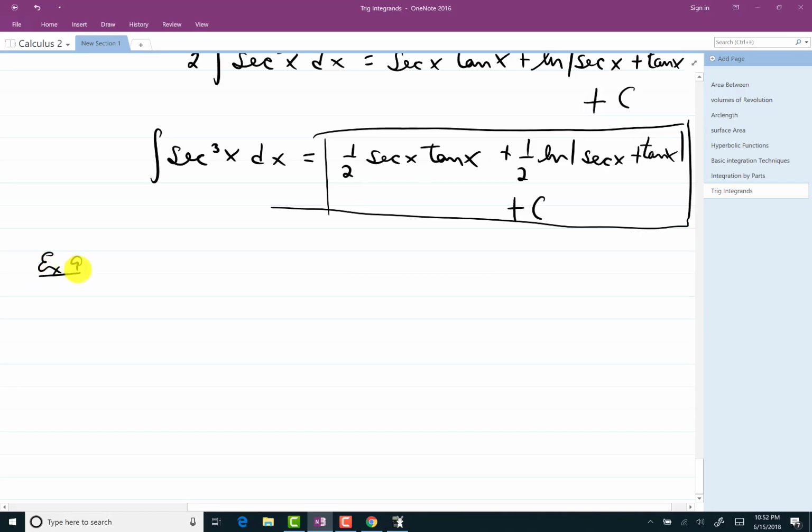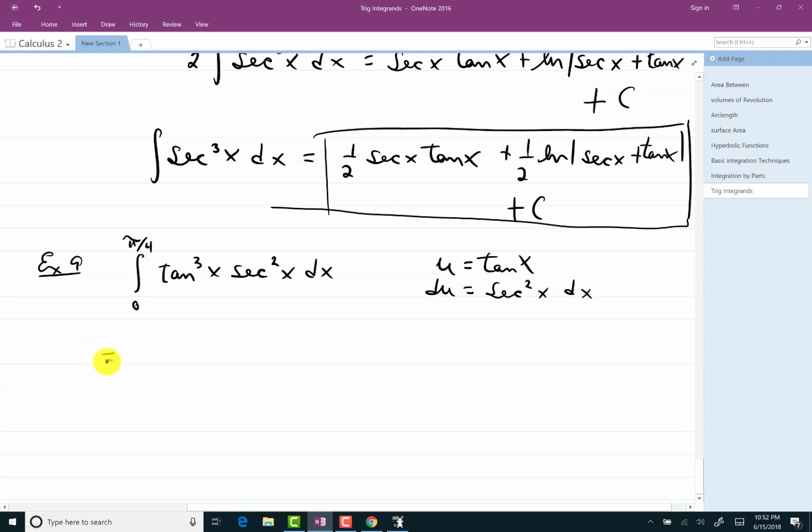Well, it looks to me like I have a definite integral here. This is an easy one. I have tangent cubed of x secant squared of x dx. And from this you should see that secant squared is the derivative of tangent. So if I let u equal tangent, then I would simply have u cubed du. So that's exactly what I'm going to do. So this will give me then the integral.